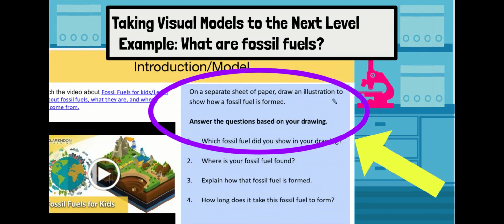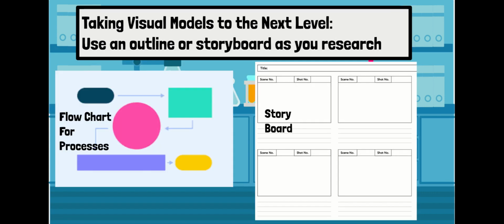So in lesson 4.27, kids have been learning about different types of fossil fuels. And there's an introduction to this particular lesson where kids are asked to draw an illustration to show how a fossil fuel is formed. So instead of drawing the typical old model, I thought it would be cool to push them to take their visual models to the next level.